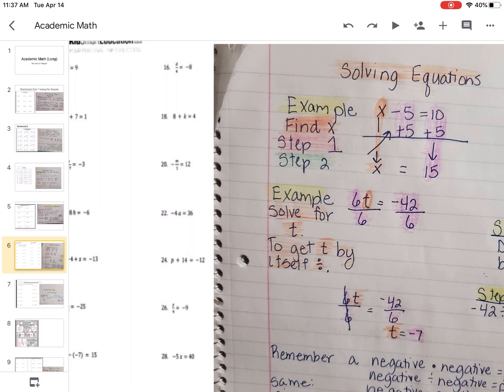Okay, and I can test that out because if I plug that 15 in, I know that 15 minus 5 equals 10. Okay.